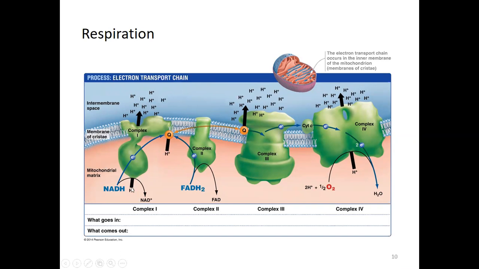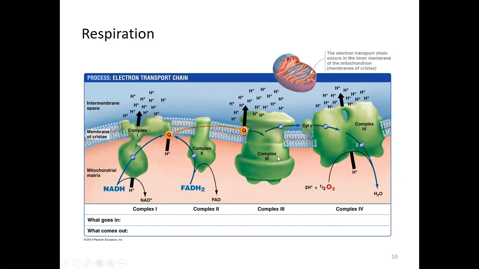The electrons are then passed from complex 1 to the molecule quinone. When quinone gets reduced by those electrons, it then picks up a hydrogen and it carries those electrons and that hydrogen to complex 3. It completely skips complex 2. Okay, it goes straight to complex 3. Quinone becomes oxidized and donates electrons to complex 3, which becomes reduced. And it also gives up that hydrogen it was carrying, and it releases that hydrogen into the intermembrane space.